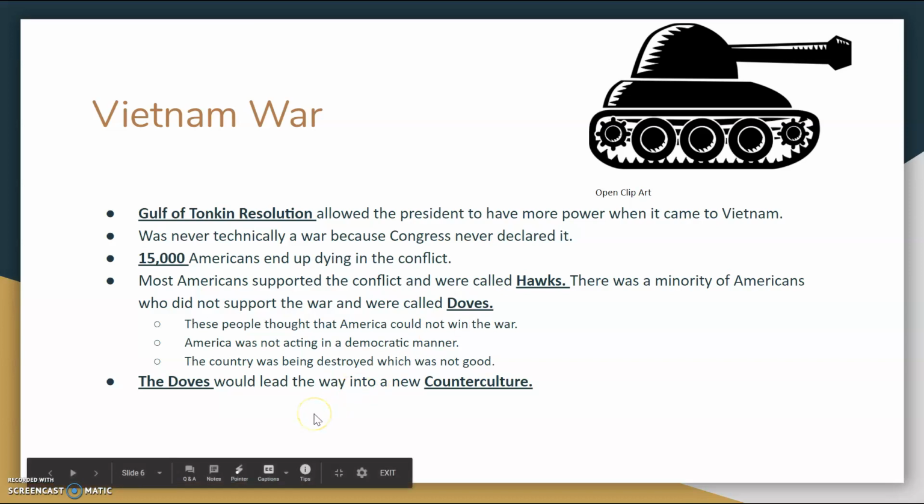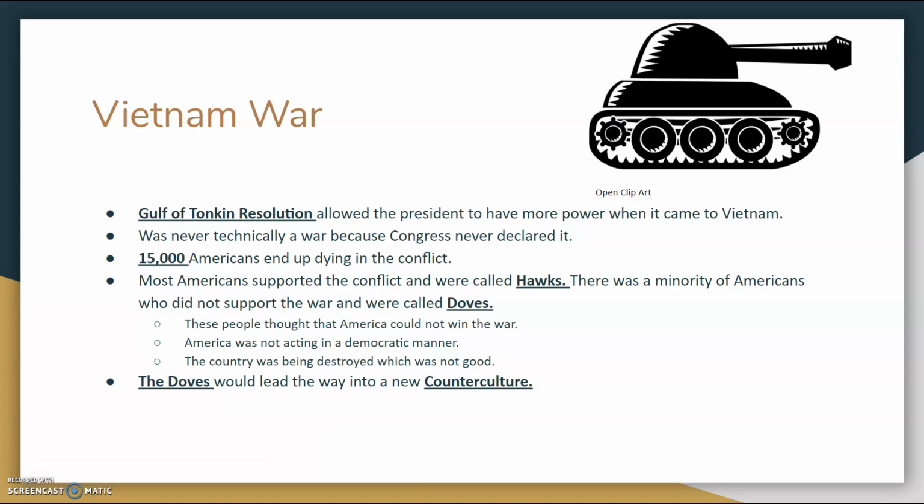They thought they didn't support it for many reasons. Some people thought that America couldn't win the war. They thought that America was founded on democratic principles, and going over and taking over a country was not democratic. And there was also people who thought we were doing more harm than good with the weapons. I don't have it on the slide, but America used things like pesticides, which killed a lot of the jungle and ended up giving soldiers and people in Vietnam cancer. They used napalm, which was kind of like a flammable jelly that would destroy all the foliage and was very harmful to people who came in contact with it.